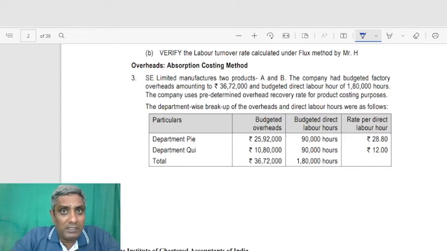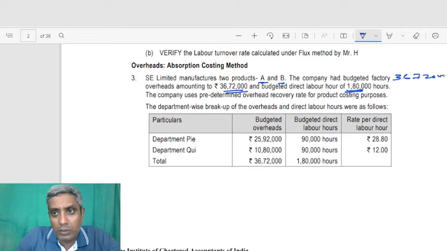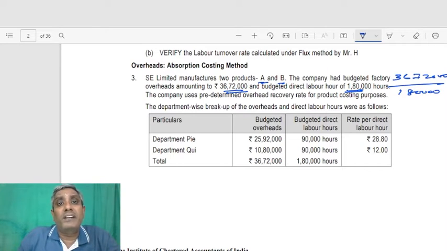Now let us go through the question and quickly move on. Nice. SC Limited manufactures two products named A and B. The company had budgeted factory overhead of 36,72,000 and direct labor hours of 1,80,000. So we can find out the predetermined overhead rate. How? 36,72,000 divided by 1,80,000. So this is the predetermined overhead rate. Before entering into the further part of the question, we can arrive at this. This is what should strike your mind while reading the question.